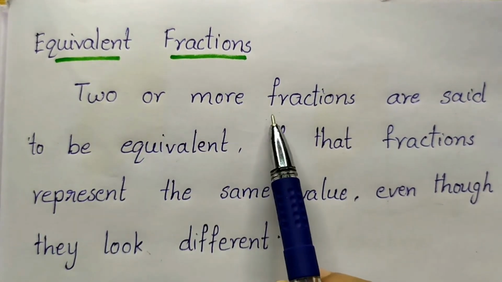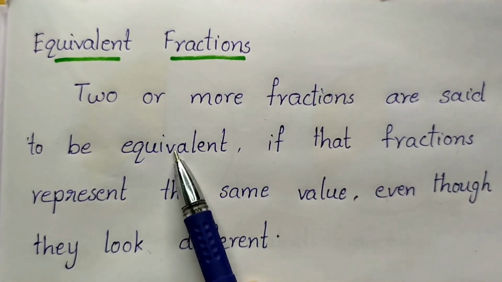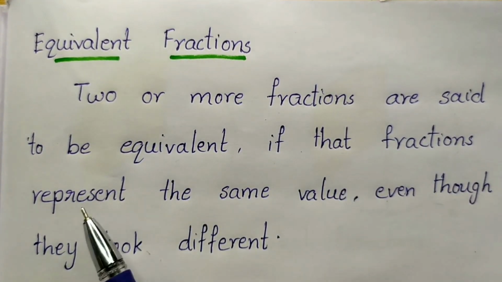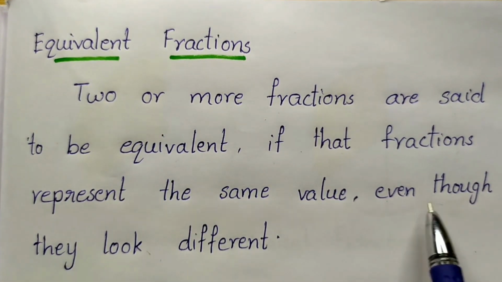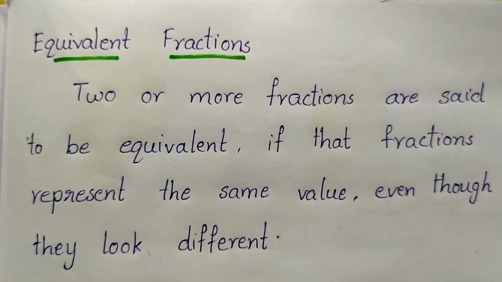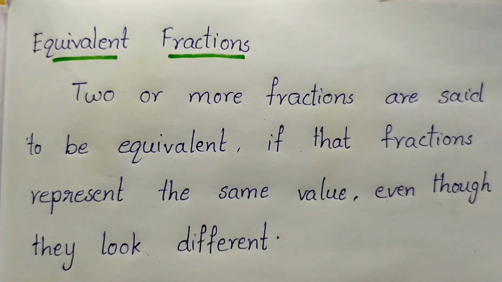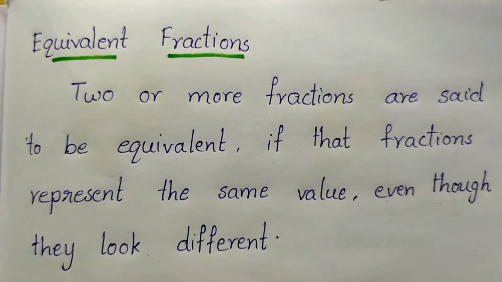Two or more fractions are said to be equivalent if those fractions represent the same value even though they look different. Here the fractions look different but the value they represent is the same.